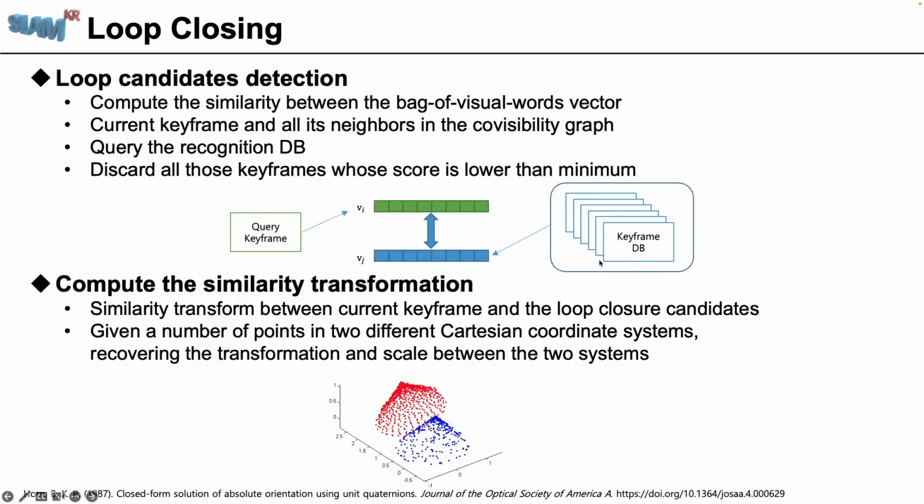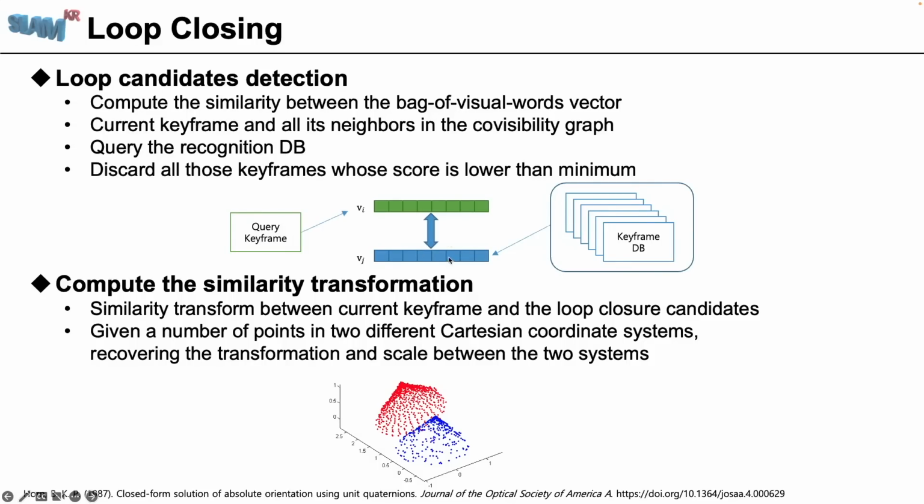And in the keyframe DB, we already have the keyframes from the first stage to the current stage. Then we stack all the keyframes and the bag of visual word vectors of those keyframes. Those are stored in the keyframe DB, and we can compare the current bag of visual word vector with all those previous vectors, and we can get the similarity score between them.